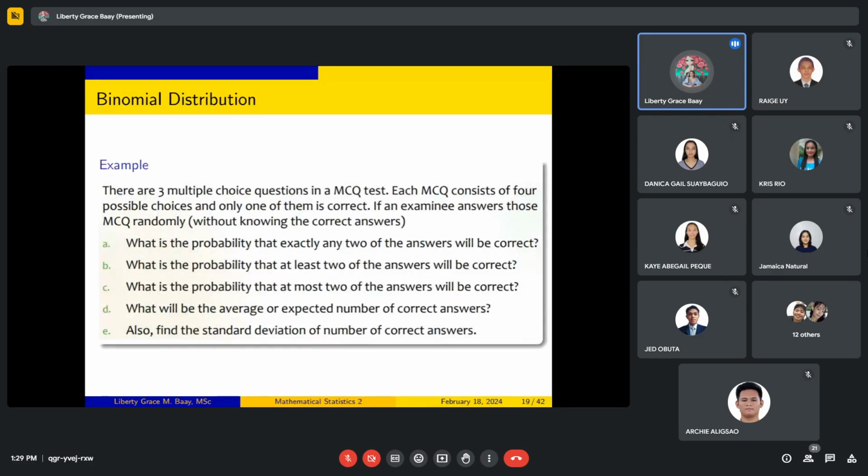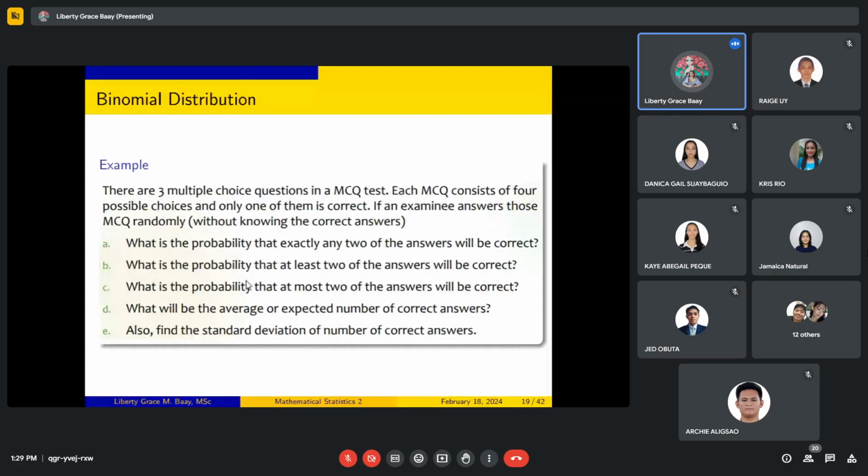There are three multiple choice questions in a multiple choice question test. Each multiple choice question consists of 4 possible choices and only one of them is correct. If an examinee answers those MCQs randomly without knowing the correct answers, we are going to find the probability that exactly any two of the answers will be correct.